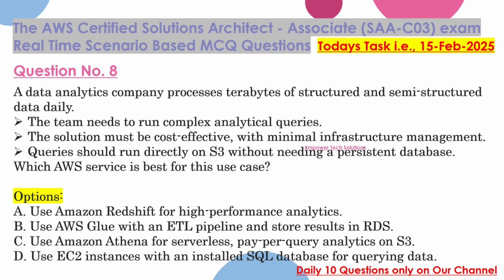Options: A. Use Amazon Redshift for high-performance analytics. B. Use AWS Glue with an ETL pipeline and store results in RDS. C. Use Amazon Athena for serverless, pay-per-query analytics on S3. D. Use EC2 instances with an installed SQL database for querying data.